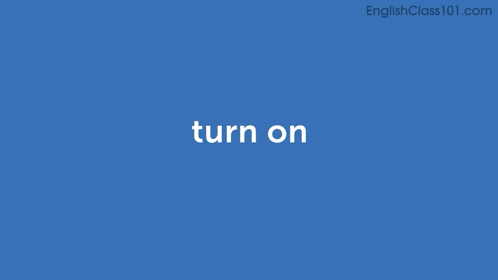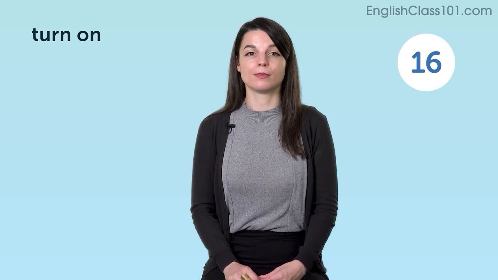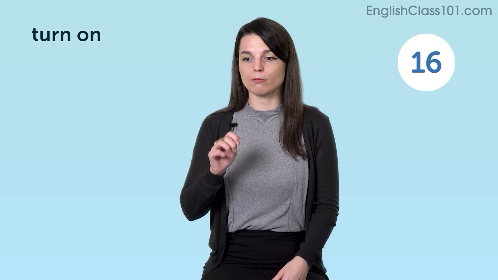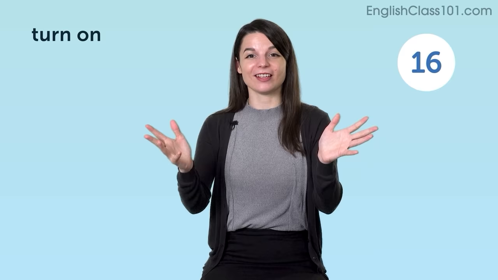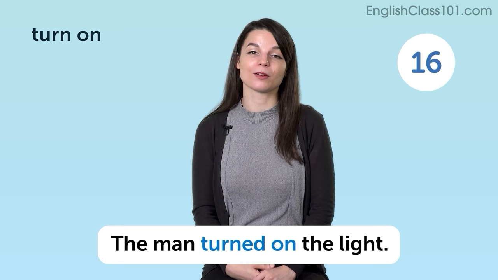Turn on. So we use this phrasal verb turn on to mean start something, such as a machine. So we turn on a car or we turn on a light. There's usually some kind of electricity going to the machine, which causes it to start. The man turned on the light.